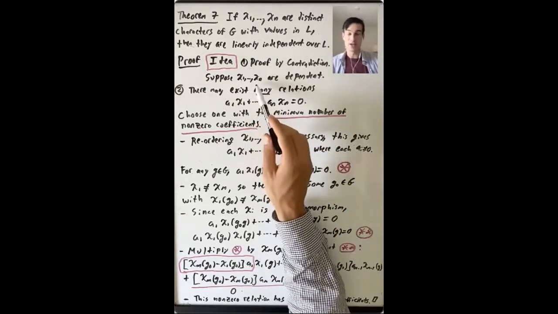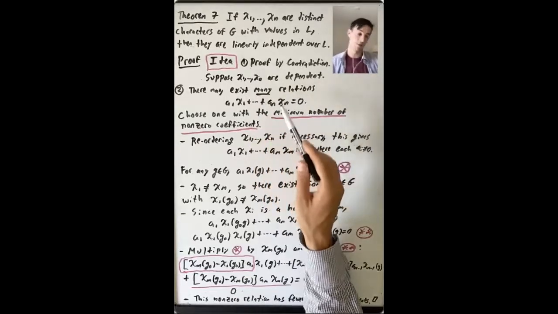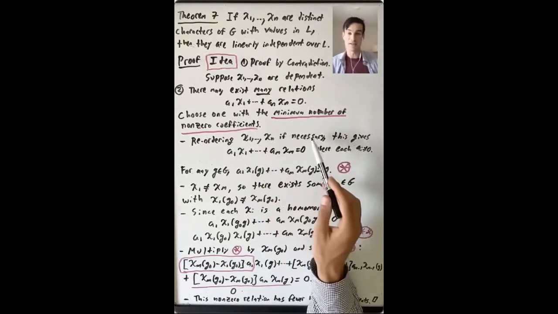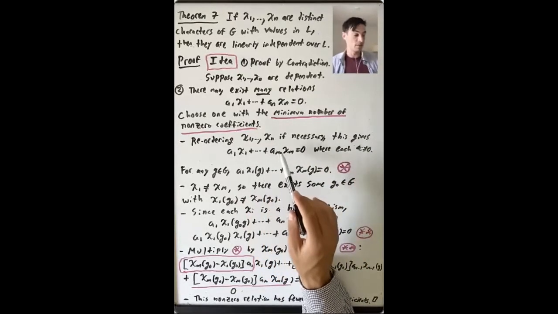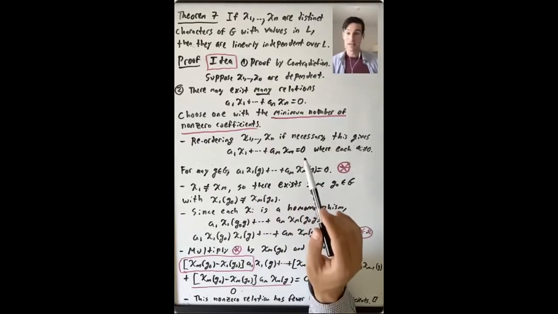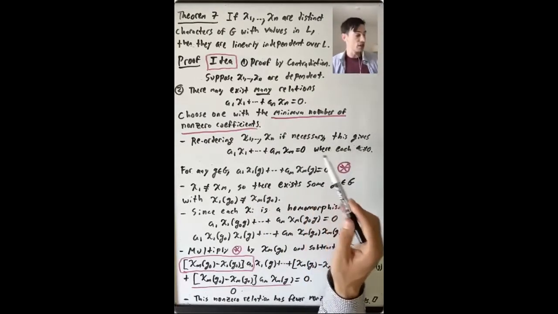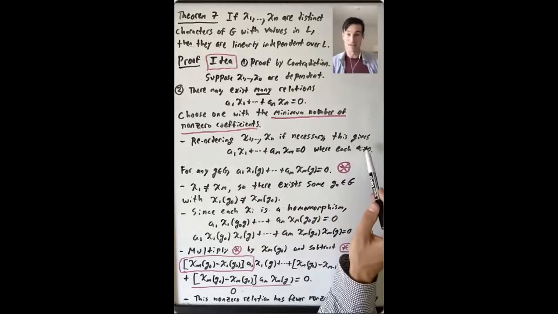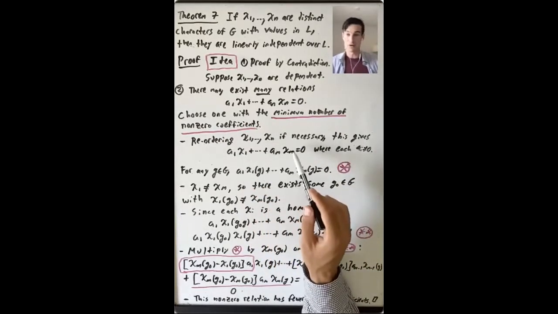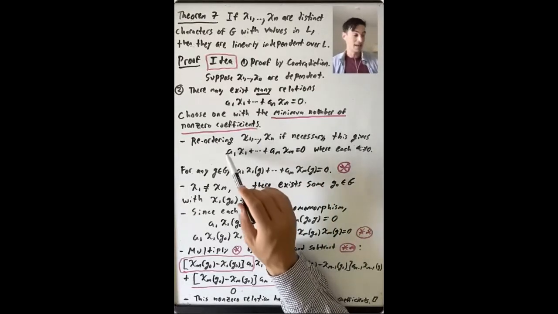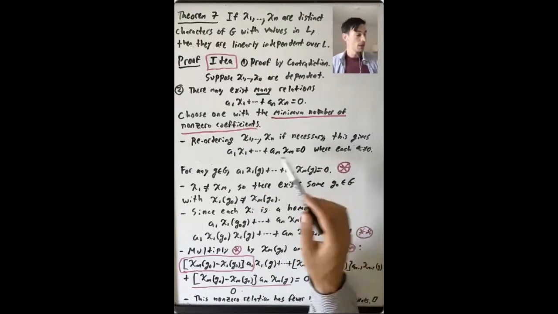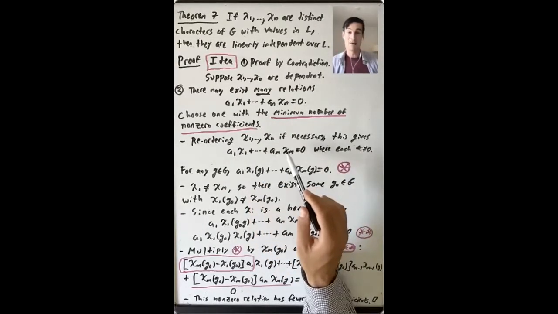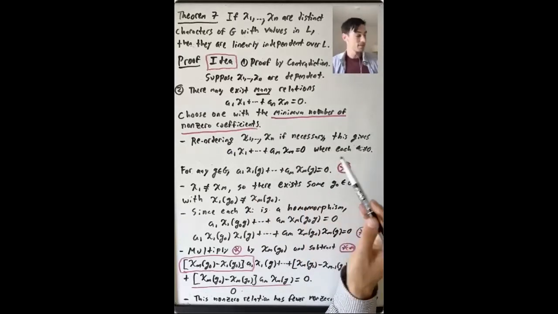We can rename which character is chi1, which one's called chi2, which one's called chi(n). So reordering if necessary, this gives a relation a1 chi1 plus a2 chi2 plus plus plus am chi(m) is 0. So it's the 0 function on G, where each one of these ai's is not 0. So here we have m non-zero coefficients. What we're going to do is find a relation that is not all of the coefficients being 0, but it has m minus 1 or fewer non-zero coefficients.